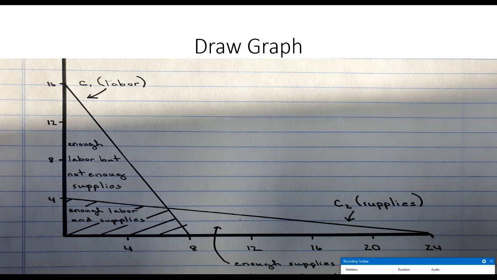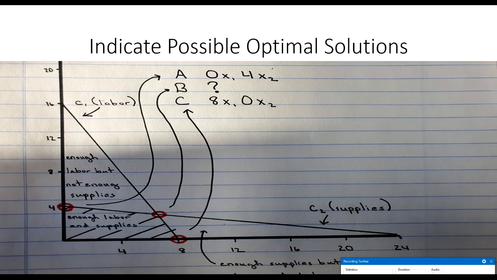We connect. Here we have enough labor but not enough supplies. Here we have enough supplies but not enough labor. Here we have not, it's a maximization. So here we don't have enough labor or enough supplies. Only in this situation, these production choices here, do we have enough labor and enough supplies. So our possible choices are right here. (0, 4), and one unknown because we have to solve algebraically, and (8, 0). These are our three possible correct choices.